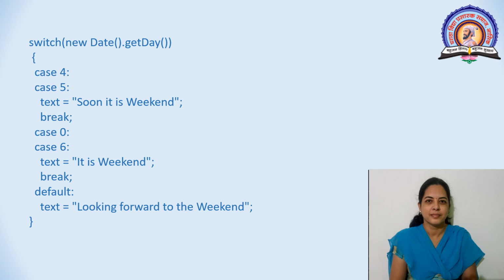One more example of switch case, new Date. New Date is the object here, date object, and with getDay it returns the day of the week from 0 to 6. Here we are taking the case values, case 4, case 5, means if it is Thursday and Friday, we are going to display the message soon it is weekend. If the case value is 0, case value is 6, then we are going to display the message it is weekend. Means if it is Saturday or Sunday, it will display the message weekend.